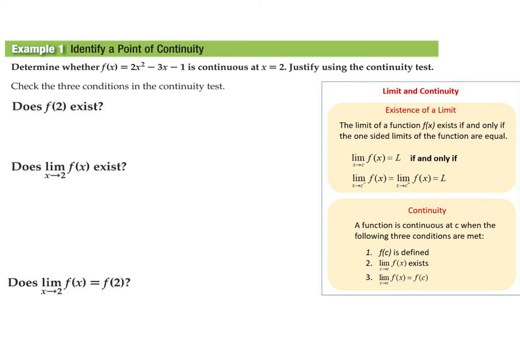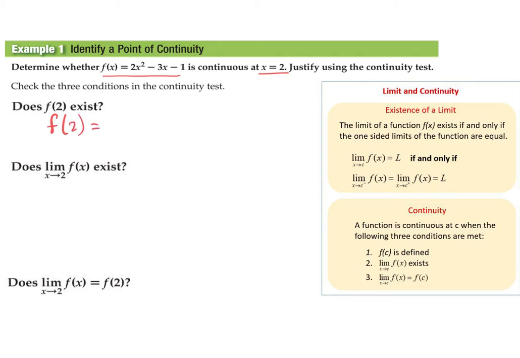So in order to determine whether something is continuous or not, there is a continuity test which has three parts. The first part is to determine whether the function exists at a given number for x. So if I want to determine whether this function is continuous at x equals 2, I will replace the value of x with the number 2 to determine if I have a number.